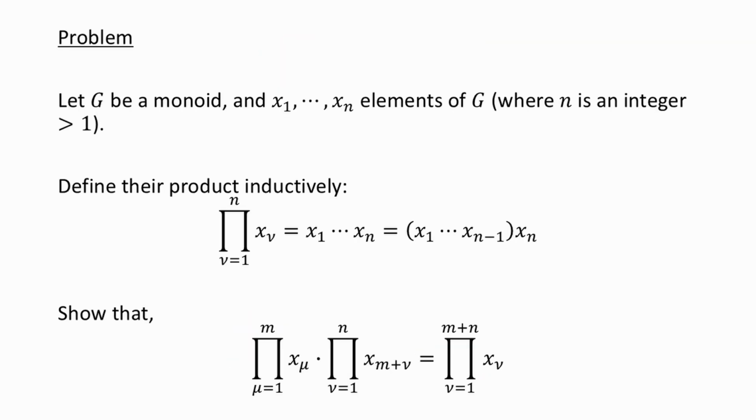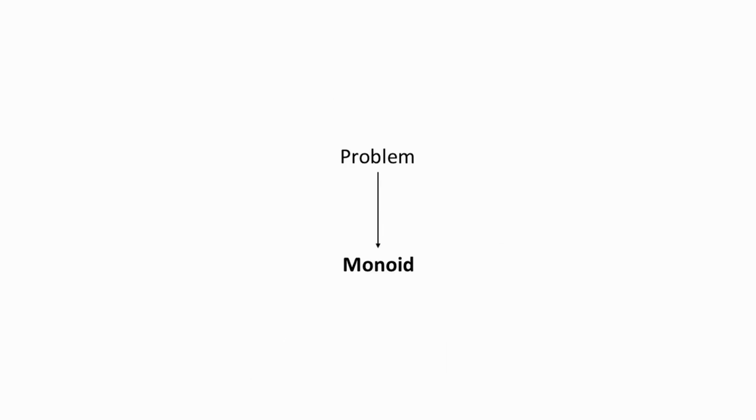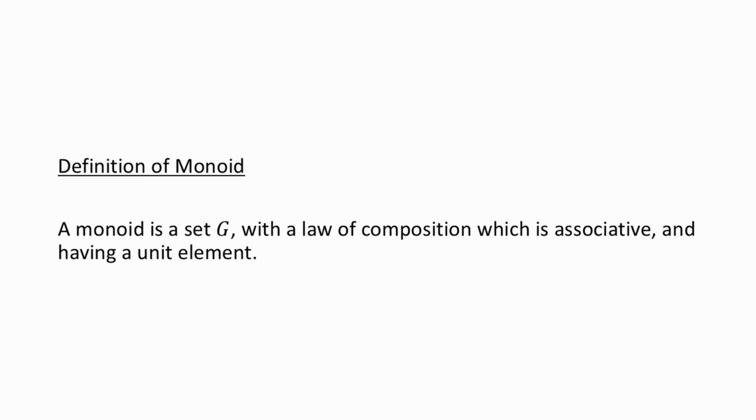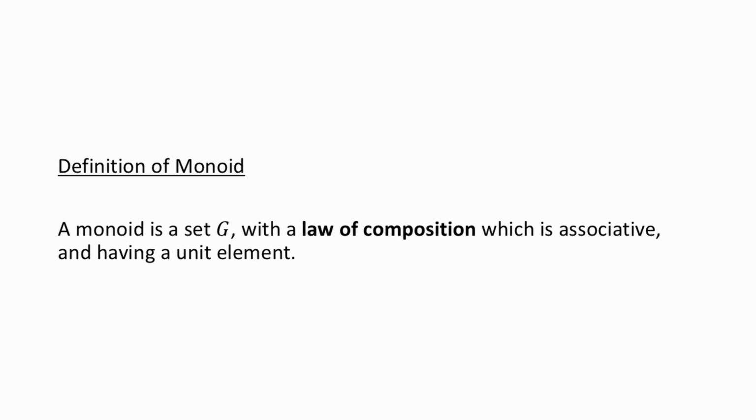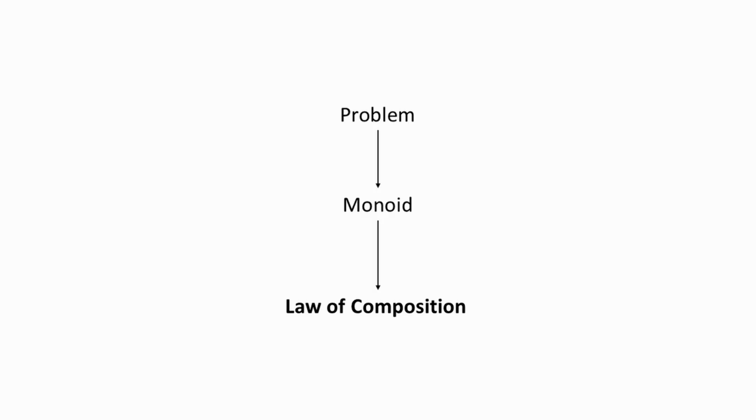So let's start with some clear definitions. When I look at this problem, the first thing I need to ask is, what is a monoid? So let me make a map to keep track of all the definitions. Definition of monoid. A monoid is a set G with a law of composition which is associative and has a unit element. I don't know about you, but I do get more confused with more terminologies, so I need to tackle them one by one. The first one is law of composition.